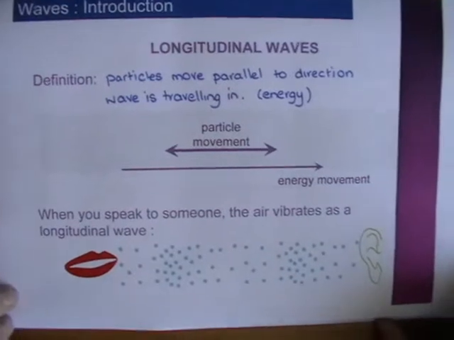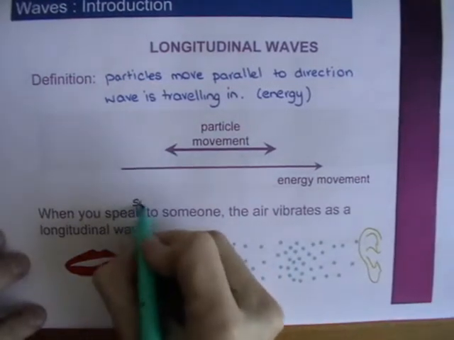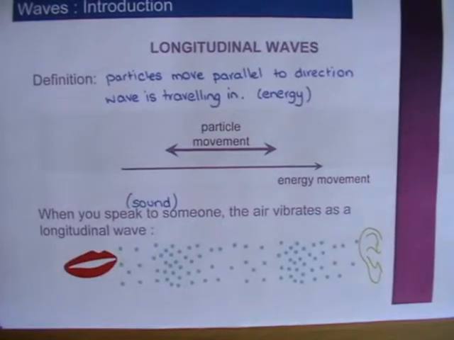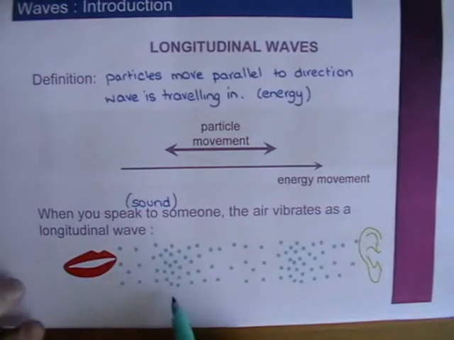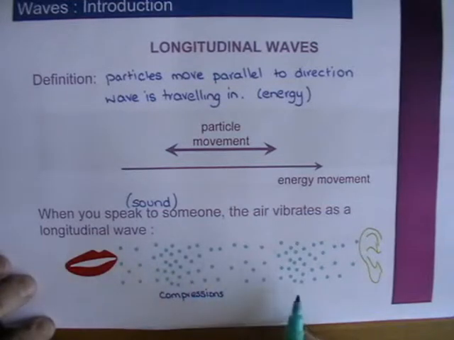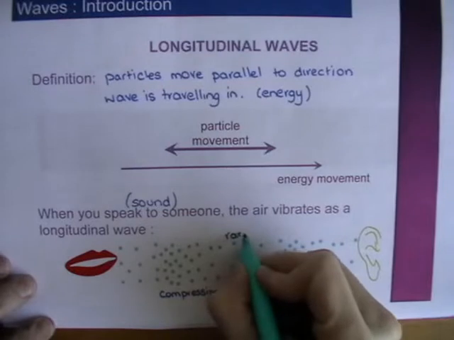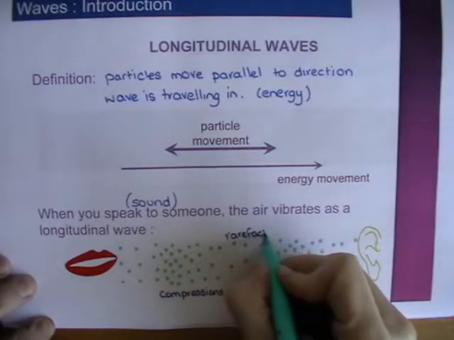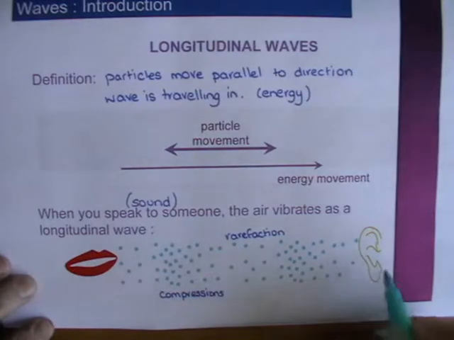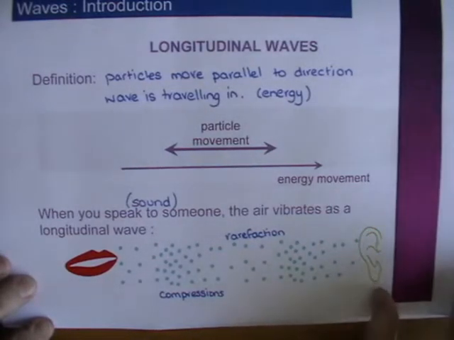When you speak to someone, that's sound, and sound is our main example of a longitudinal wave. The air vibrates as a longitudinal wave. So you can see here that you have compressions, where the air particles are closer together and the pressure is higher. And then in between they are spread out a bit, and that's a rarefaction, where the air is spread out a little bit. And you can see another compression here. Eventually that will make your eardrum vibrate, and that will cause a sound wave.